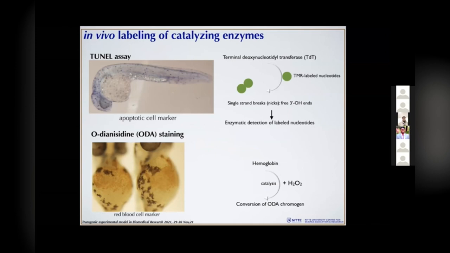Similarly, in TUNEL assay, I'm sure all of you know about TUNEL assay where the single stranded DNA nicks are labeled. You can have either a streptavidin labeled system, or you can have a fluorescent tag. You can just look at a fluorescent system and look at these apoptotic cells. Very easy to do. Next slide.